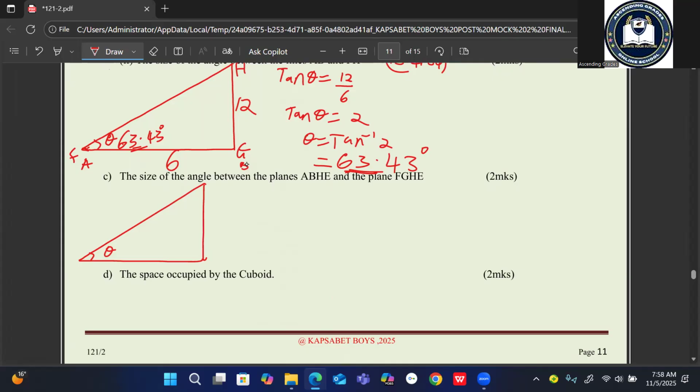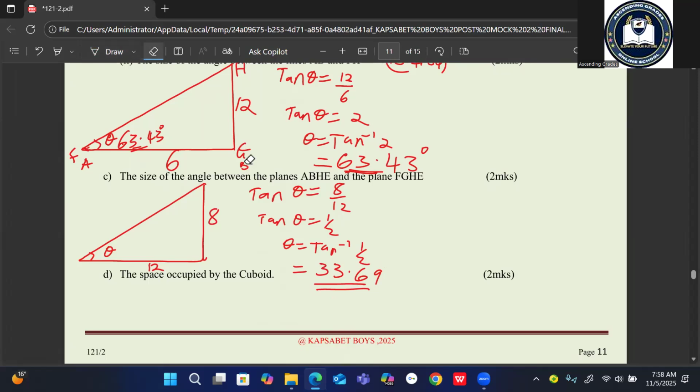So we have 8 there, then 12 here. So that one will be tan theta is equal to 8 over 12. So tan theta is equal to half. So theta should be equal to tan inverse of half, which gives us 33.69 degrees. So that is it. This degrees.